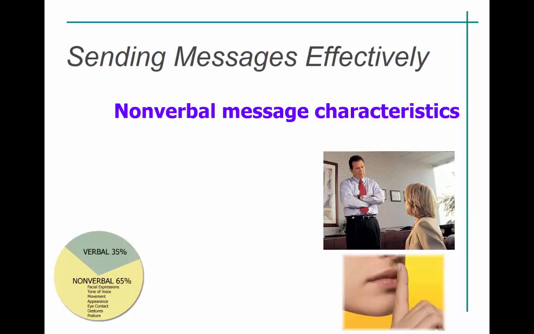Nonverbal message characteristics include physical appearance. Our first impression of people often comes from physical appearance. The way we dress can convey powerful information to others. Athletes need to be careful about imparting information, whether positive or negative, through dress.